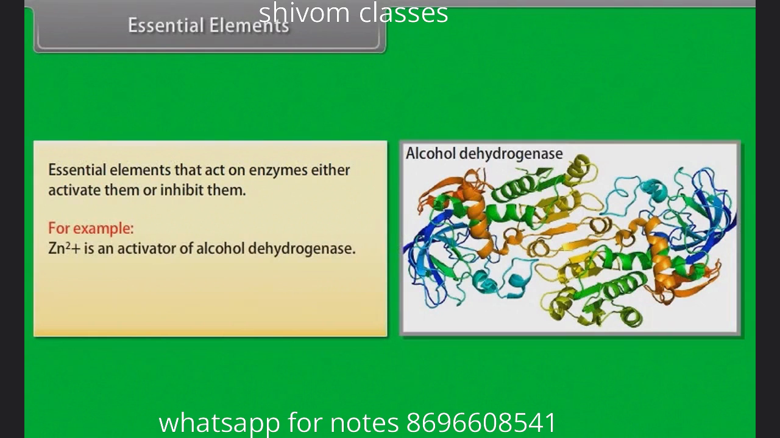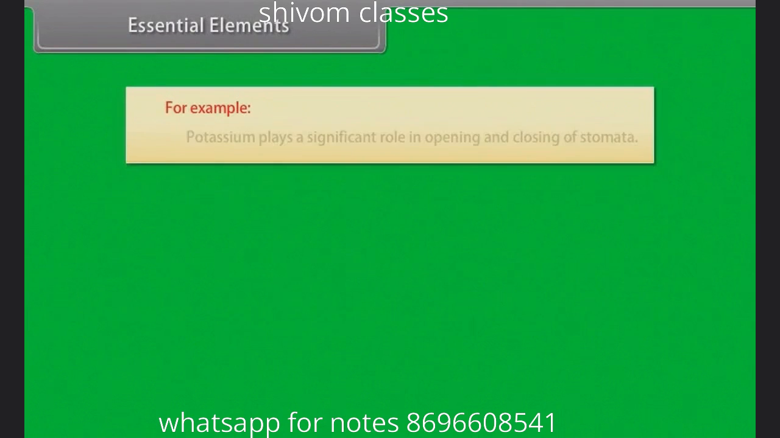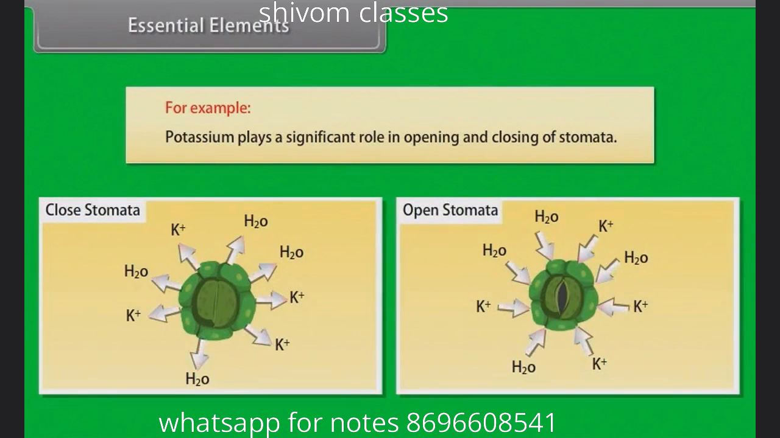For example, Zn2+ is an activator of alcohol dehydrogenase. Some essential elements change the osmotic potential of a cell. For example, potassium plays a significant role in opening and closing of stomata.